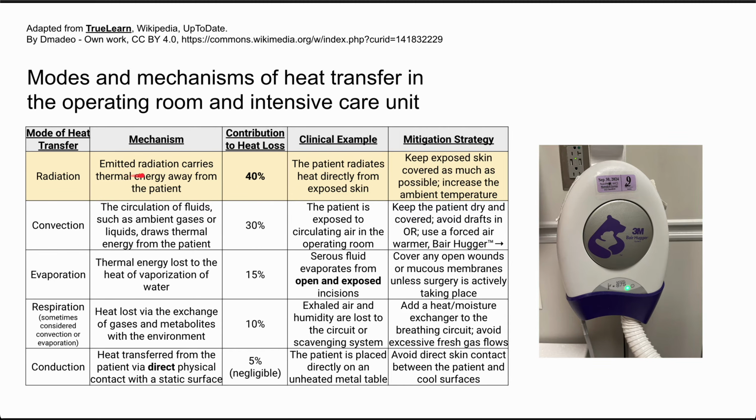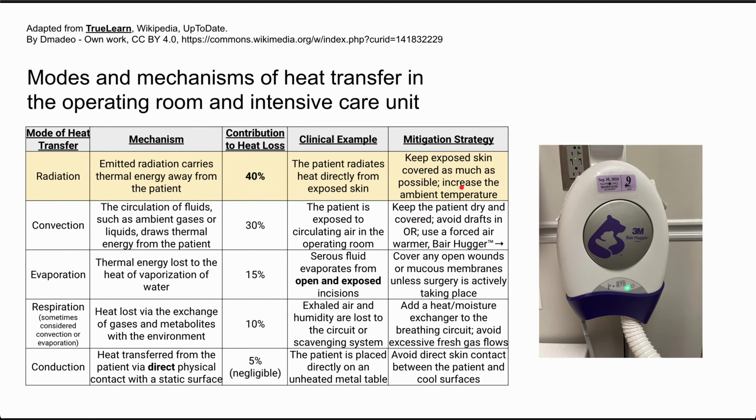The mechanism is emitted radiation that carries thermal energy away from the patient. One example of this is a patient that radiates heat directly from exposed skin. This is why blankets are important. So one mitigation strategy is to keep exposed skin covered as much as possible.